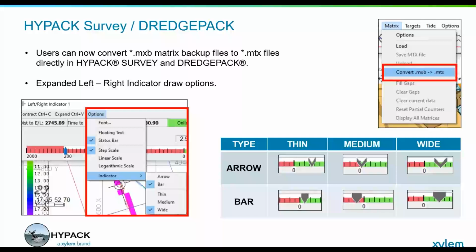The other thing we did in the newer survey program: the arrow for your left-right indicator was very small, and we had some customers saying, I can't see it. So we decided, why not let the user change whatever they want. So now we have the chevron or arrow, and then the solid bar, and you get to choose whether you want it thin, medium, or wide. It just gives a little bit more flexibility to the customer so they can see it.